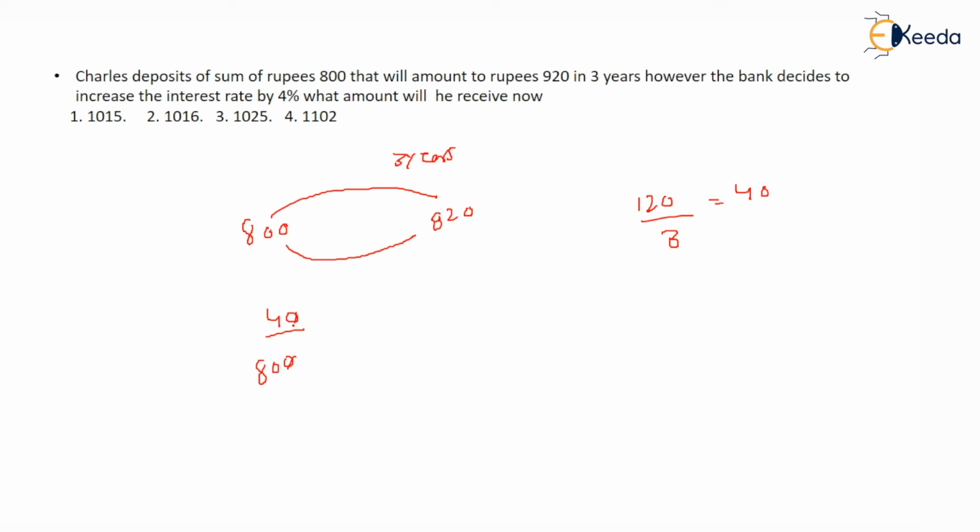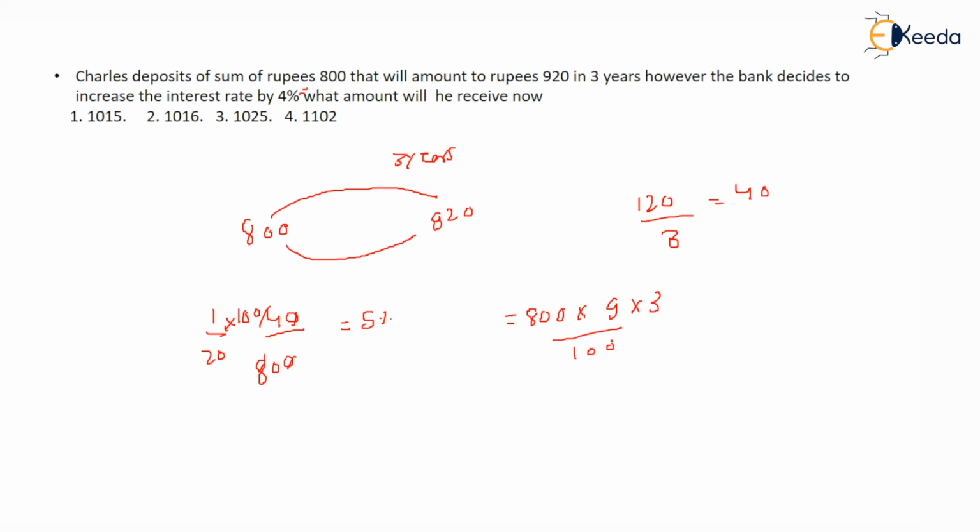So after doing this, it comes out to be 40 by 800 into 100, which is 5%. Earlier it was 5%. Now the bank is giving a rate of 9%, right? So for 3 years, you have to find the interest at a rate of 9%. Earlier he was receiving 920. You can find out 800 into 9 into 3 by 100. After solving this, you will get the answer.